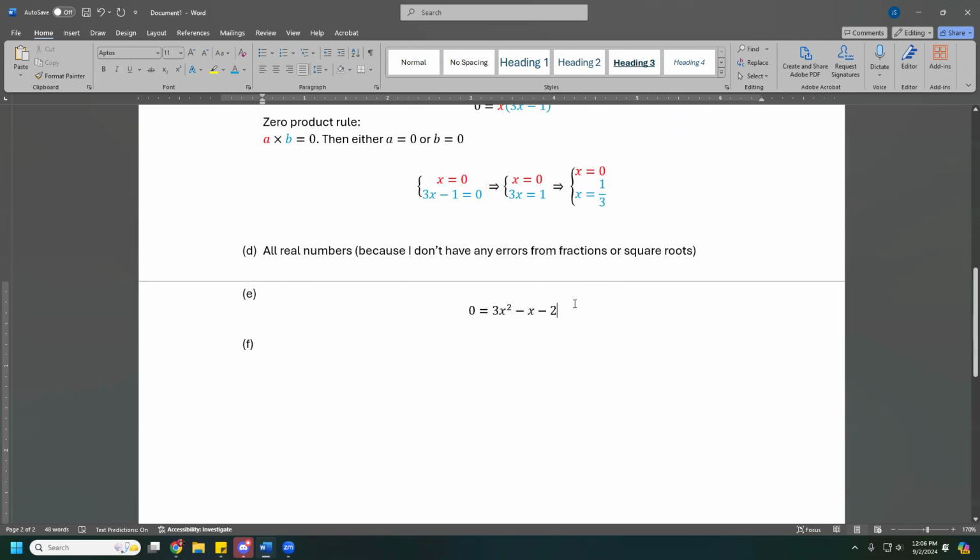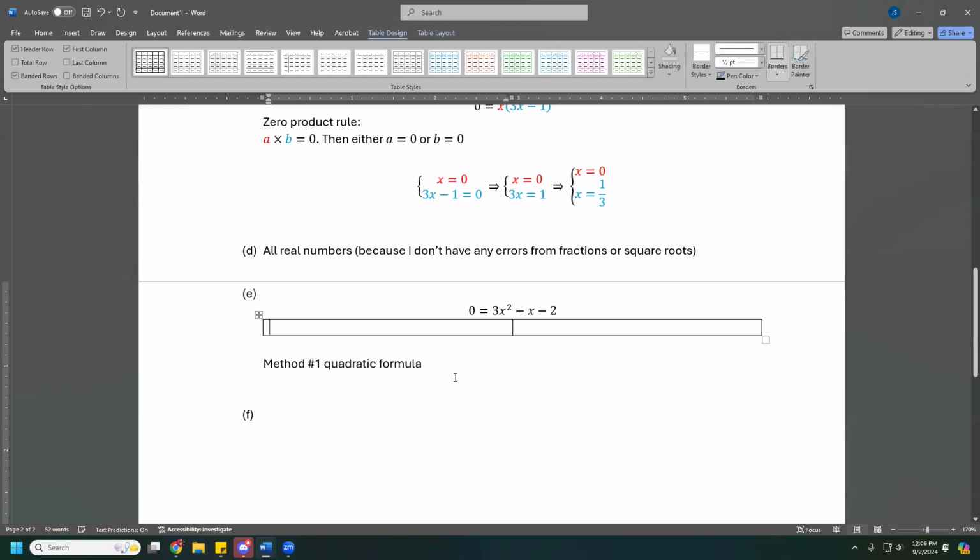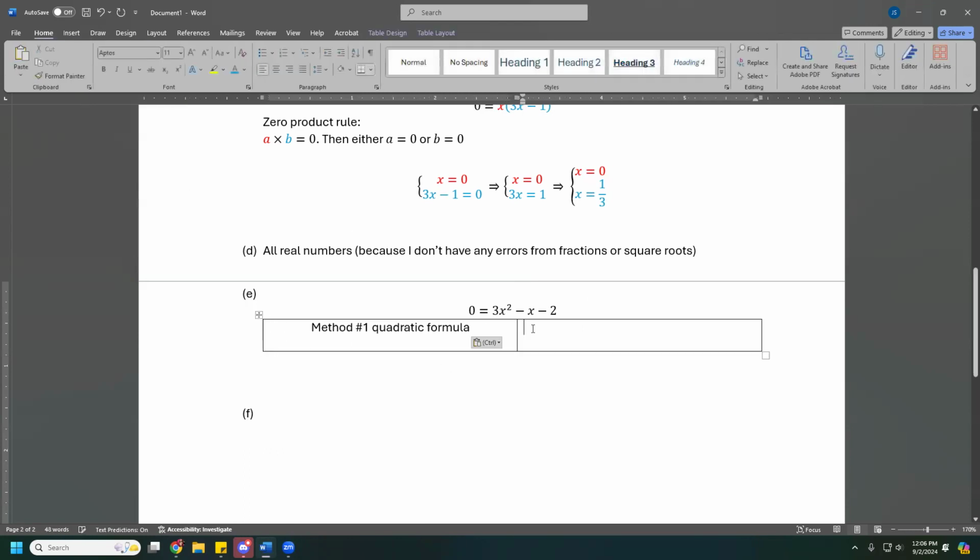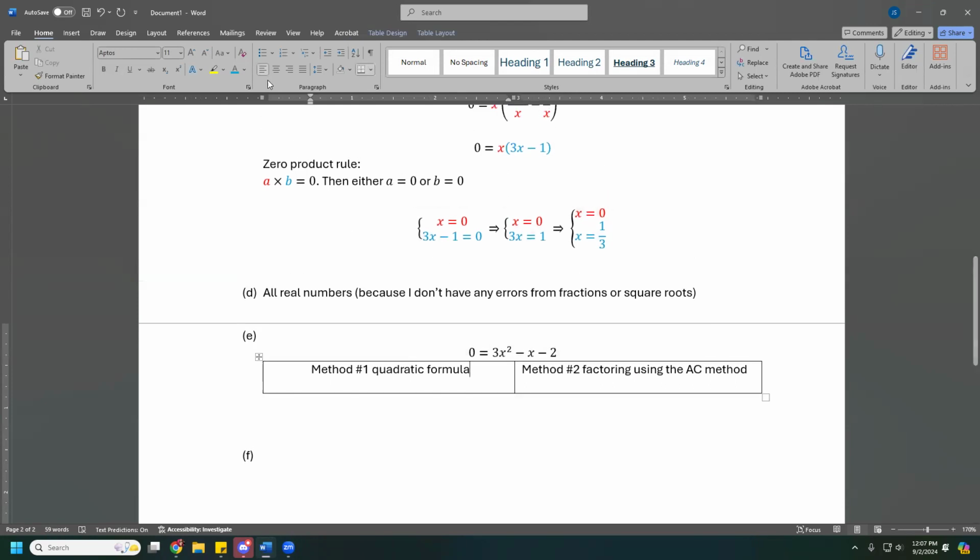Now the problem is, how do you solve this? We haven't covered ways to actually deal with this, so I'm going to give you two different ways. Method number one, quadratic formula. And we're going to talk more about these as well. So actually real quick, I'm going to insert a table and separate these two. So method number one is quadratic formula. Method two is factoring using the AC method, which is a different factoring process than what we did before.